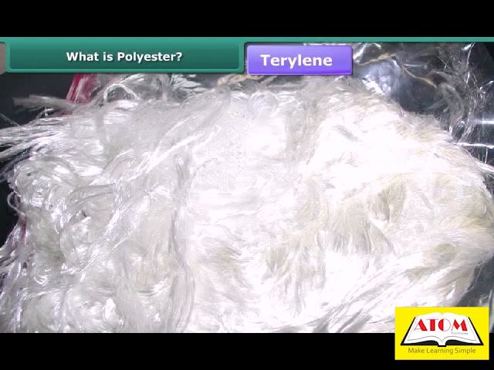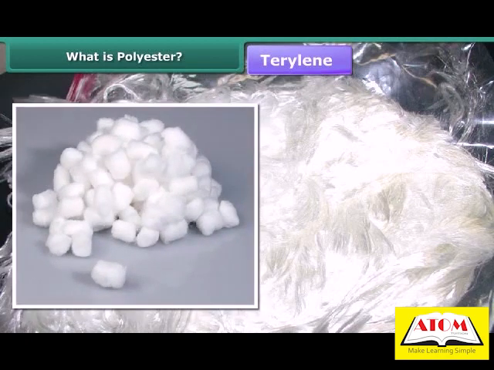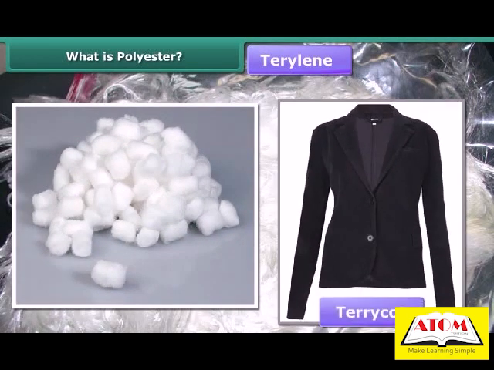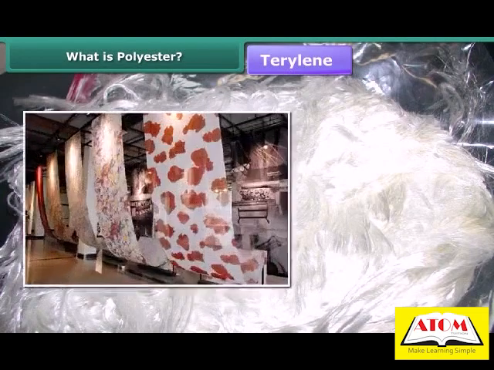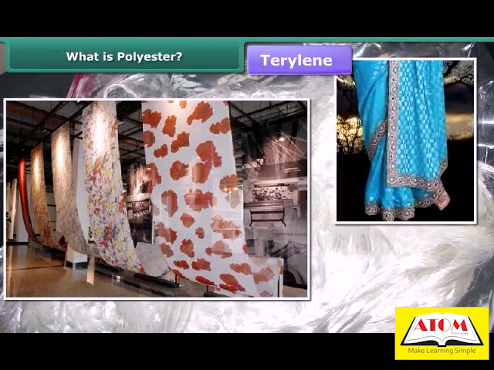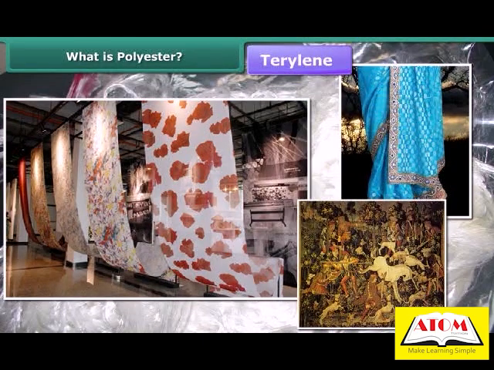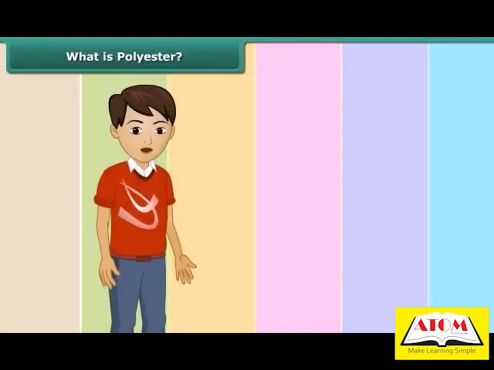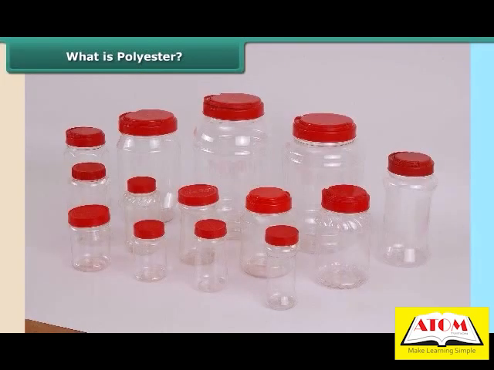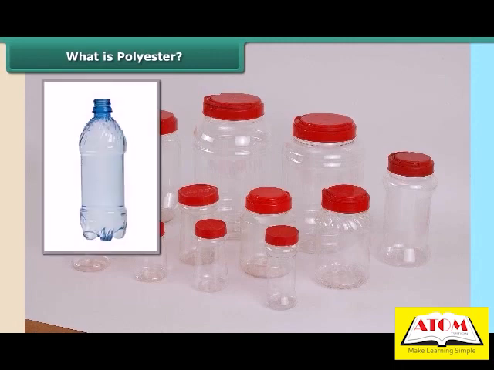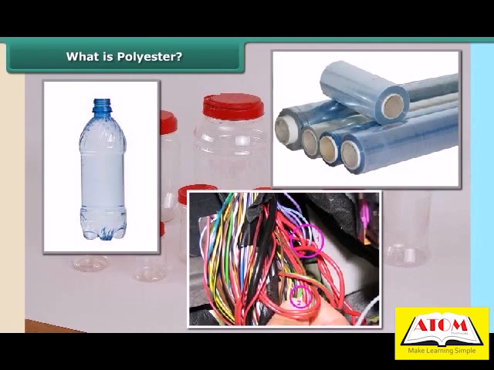Terylene can also be mixed with natural fibers like cotton or wool to give terrycot or terry wool respectively. Terylene is used extensively in the textile industry to make clothes like saris, dress materials, tapestry, etc. Have you ever noticed that your mother always buys PET jars for storing rice, sugar, etc.? PET is a familiar form of polyester and is used for making bottles, jars, films, wires, etc.